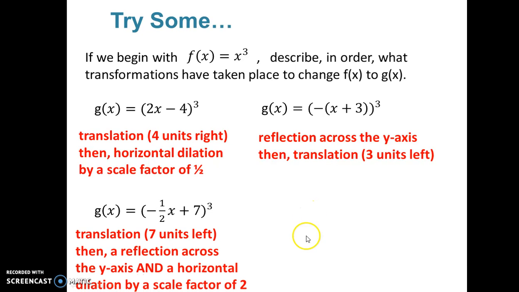All right, this one we have no parentheses on the inside, so we're going to look at this first. So it's a translation of 7 units left first, and then a reflection across the y-axis because of the negative, but that reflection is taking place at the same time as this half here, the multiplier. So it's a reflection across the y-axis and a horizontal dilation of scale factor 2. Those kind of take place in one step, you can say, because they're both applied to the x at one time. And last one, try this one.